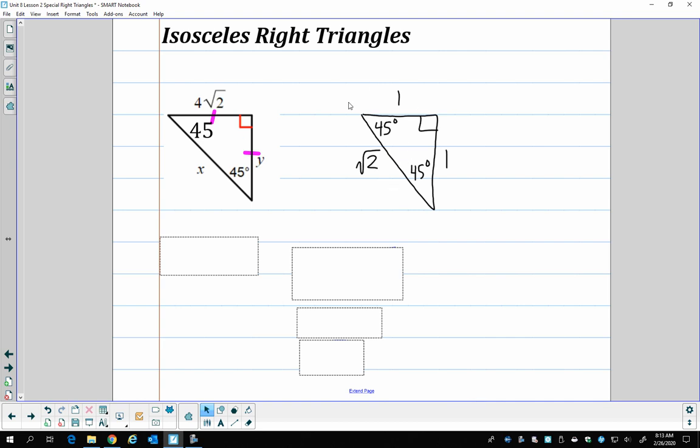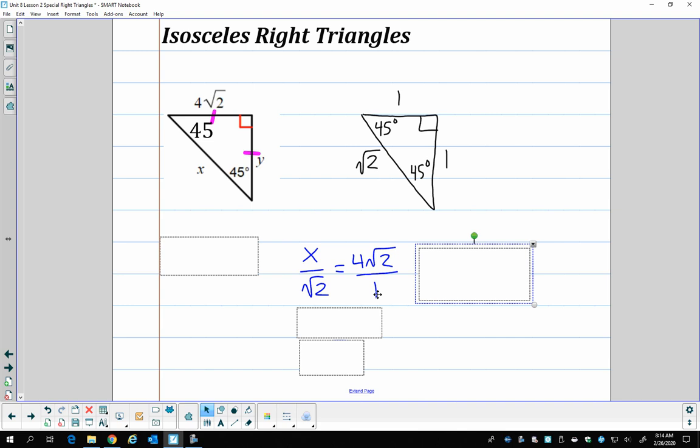So I have two similar right triangles here. They're not congruent. They're similar by angle-angle. And so I can write proportions. If I want to solve for x, I can write a ratio of the hypotenuse over the hypotenuse, x over root 2, and the side length that I know over its corresponding leg, 1.